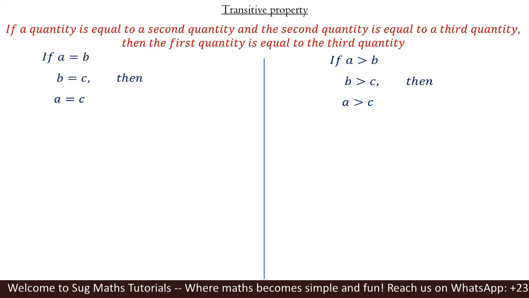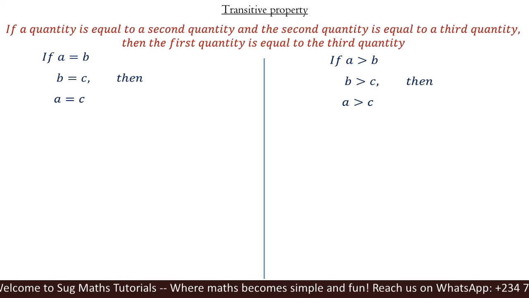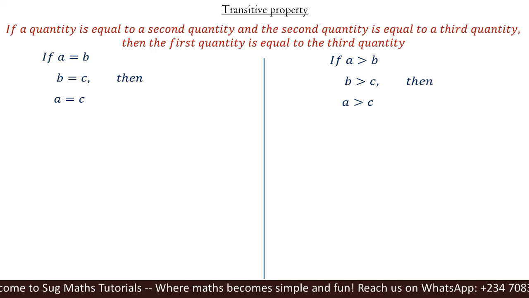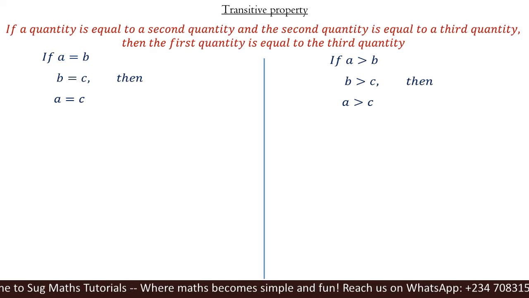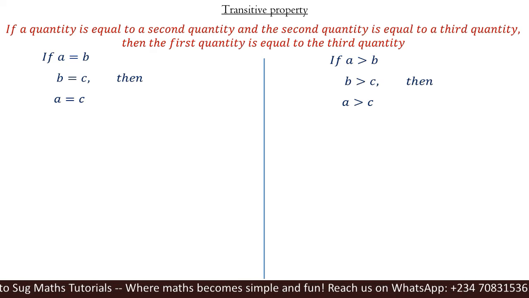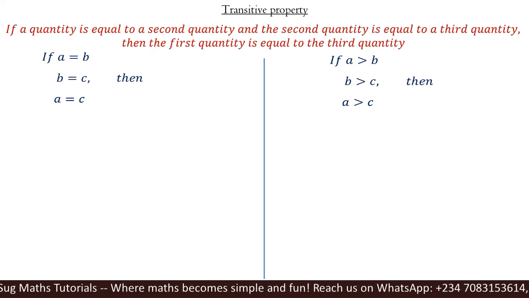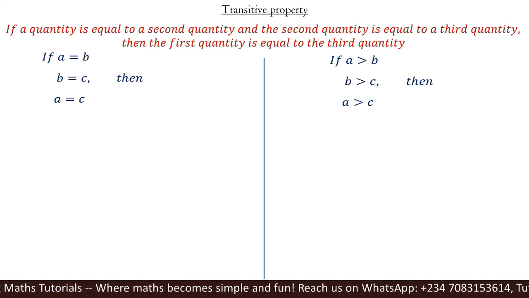Now, look at this transitive law. We are going to prove it. It's very simple. If A is equal to B and B is equal to C, then A is equal to C. Or if A is greater than B and B is greater than C, then A is greater than C.